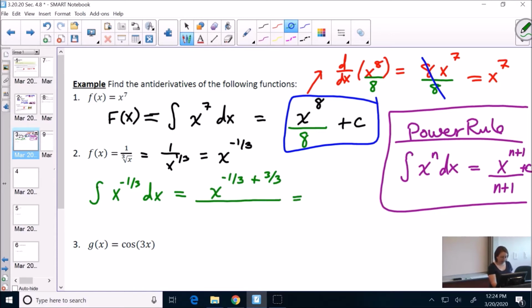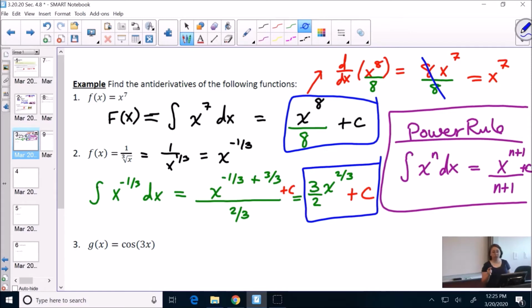So we got to work out our power. What is that going to be? So negative 1/3 and positive 3/3 would be x to the 2/3. And we divide by that new power. We're dividing by a fraction, we flip it over, and don't forget, plus c. This is the antiderivative of the original function in problem 2 here.